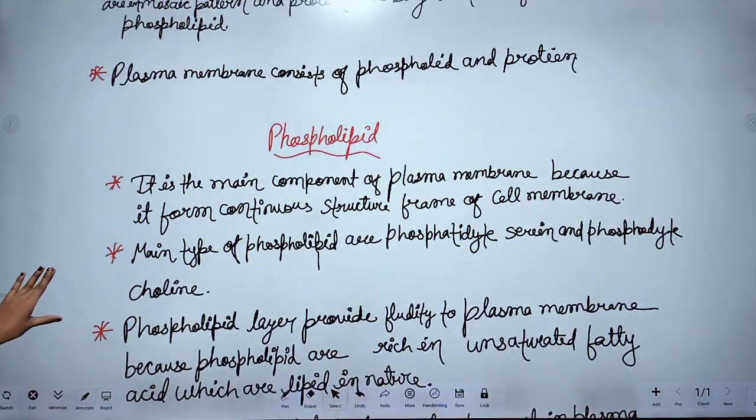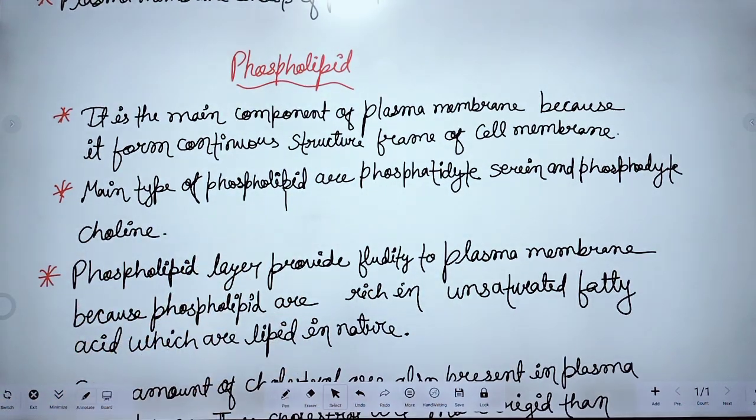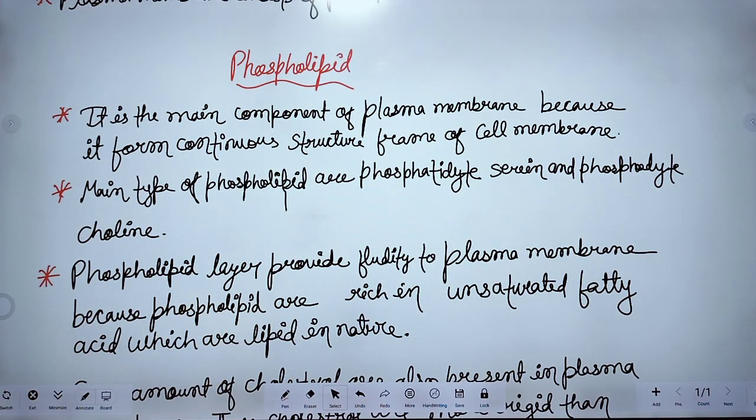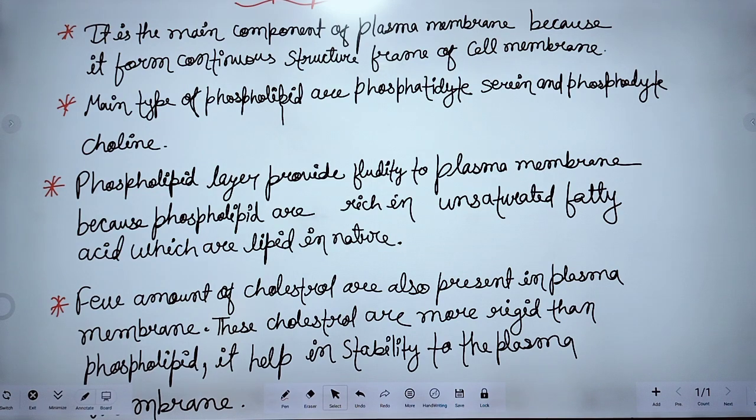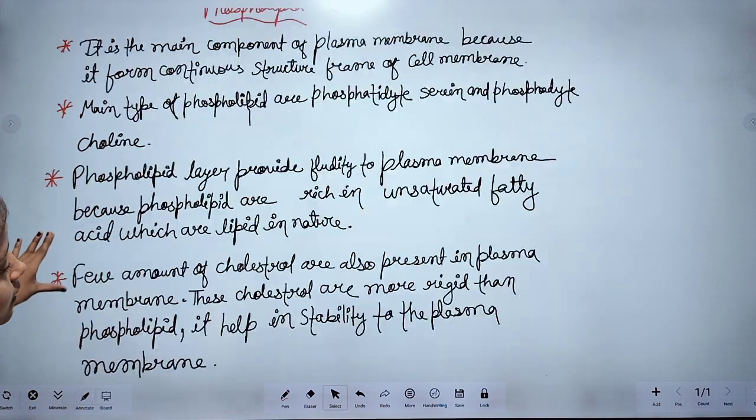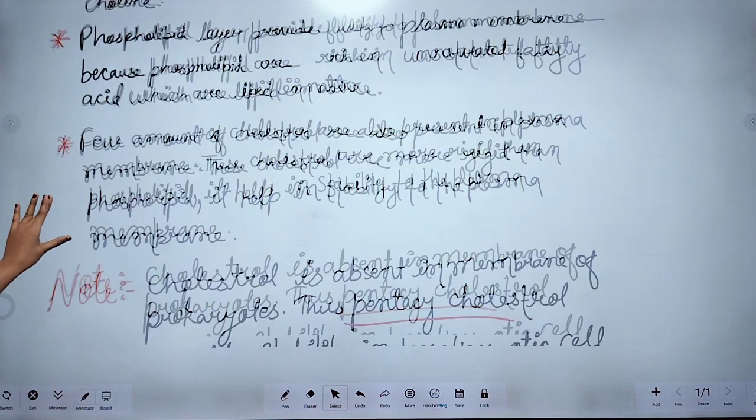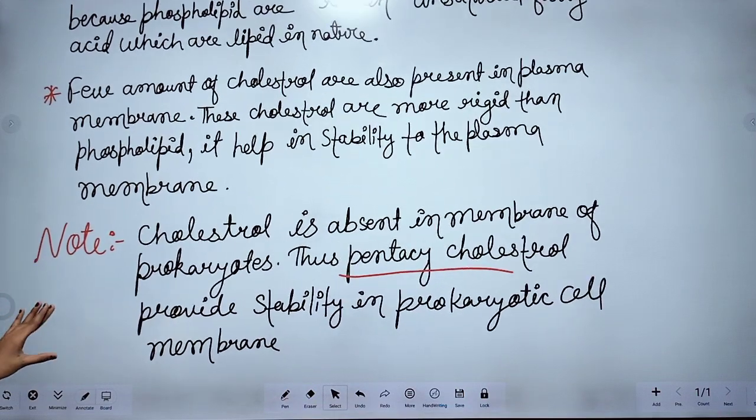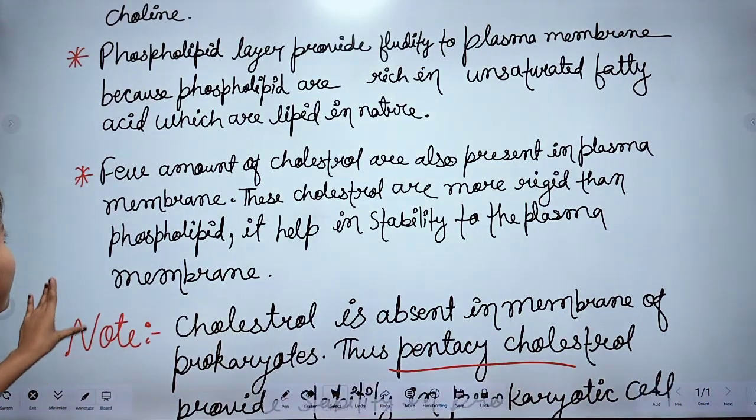This is all about the phospholipid, which is the main component of the plasma membrane. The second point is that there are two types of phospholipid, phosphatidylserine and phosphatidylcholine. Next, it provides fluidity to the plasma membrane. Next, cholesterol is present to provide stability to the plasma membrane. After that, in the prokaryotic cell, pentose cholesterol helps provide stability to the plasma membrane.